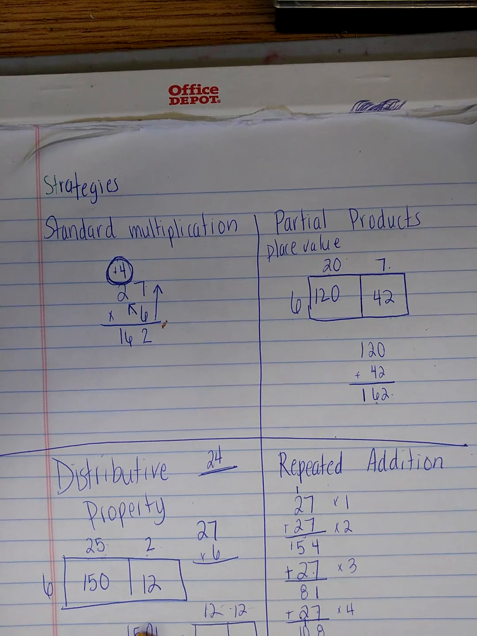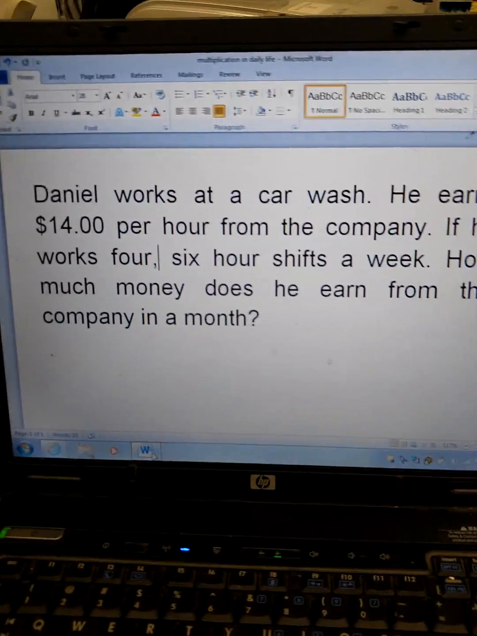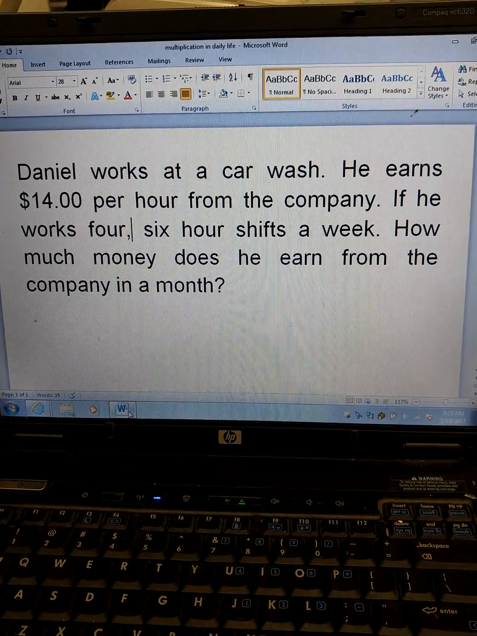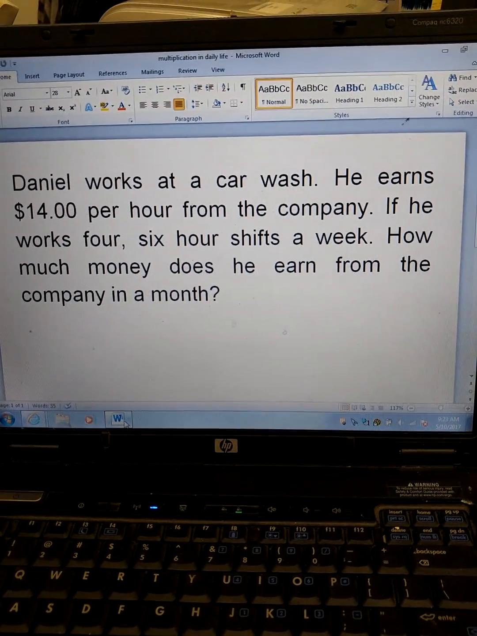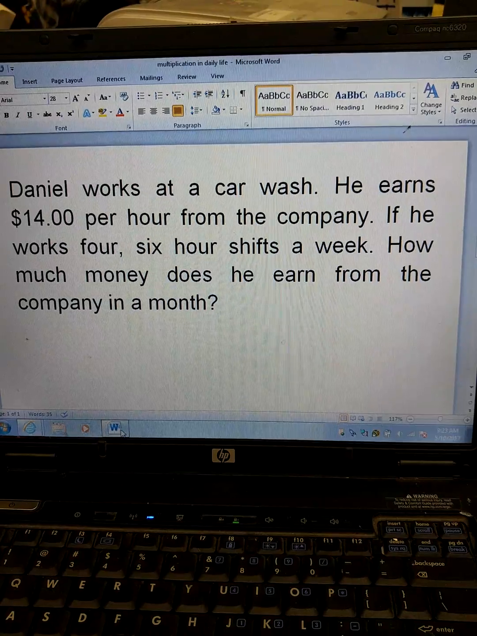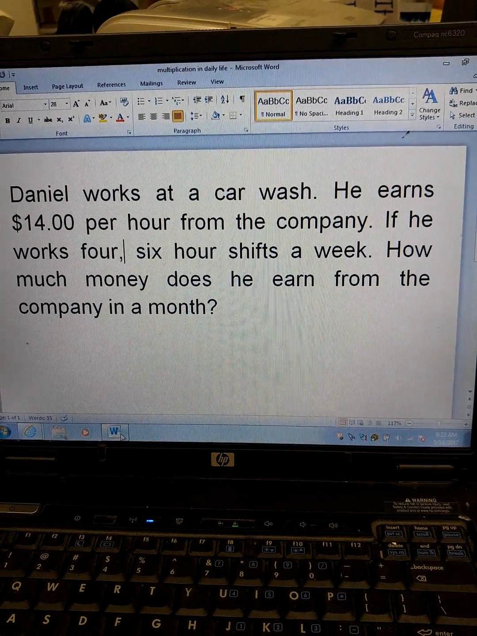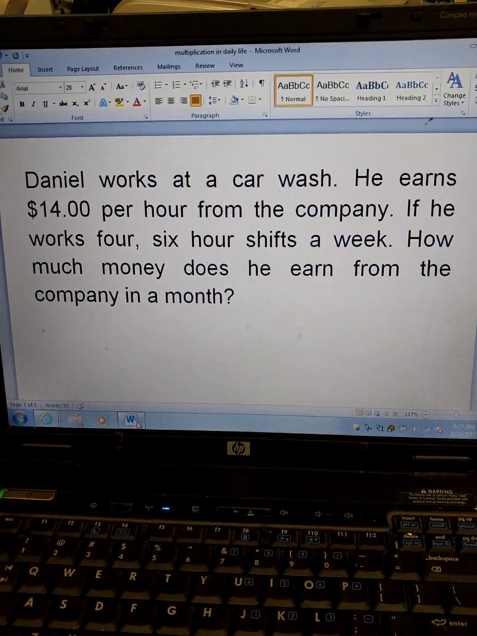All right, thanks everybody. My students did a really great job helping to show the strategies. The last thing I'm going to show is a word problem. And this is actually the word problem that the kids had today. So the problem states, Daniel works at a car wash. He earns $14 per hour from the company. If he works 4 6-hour shifts a week, how much money does he earn from the company in a month?